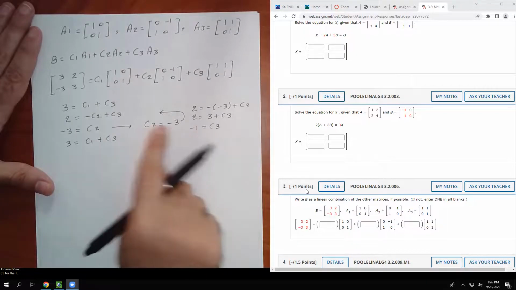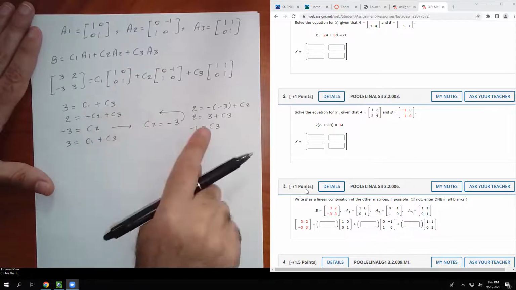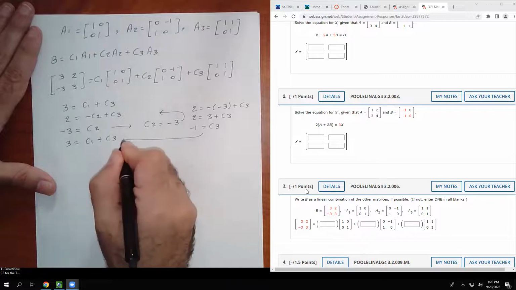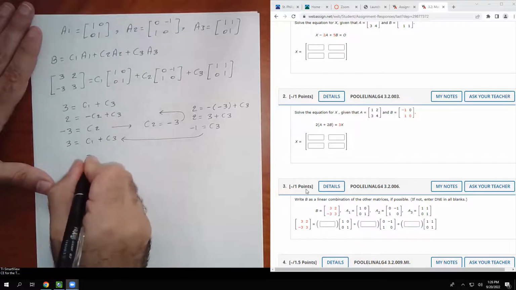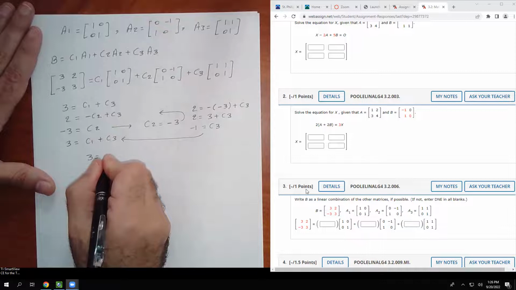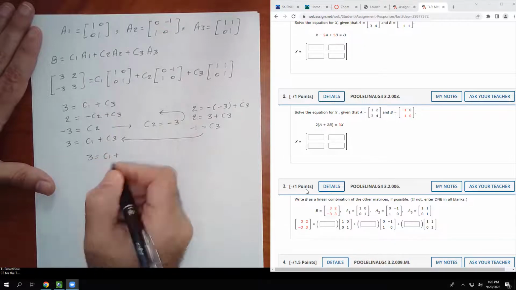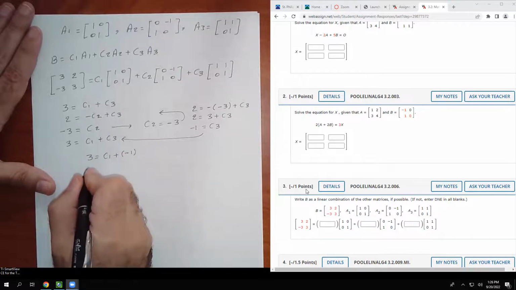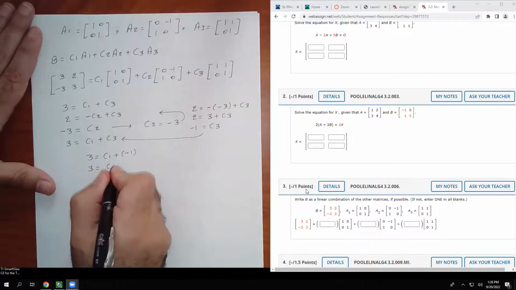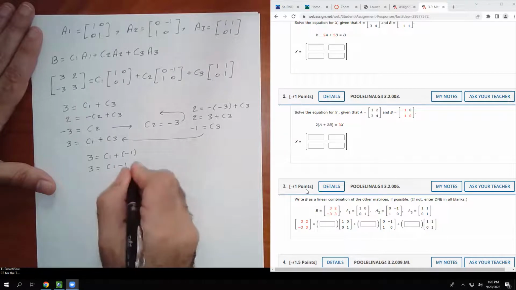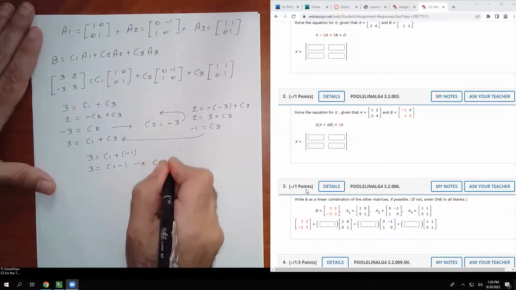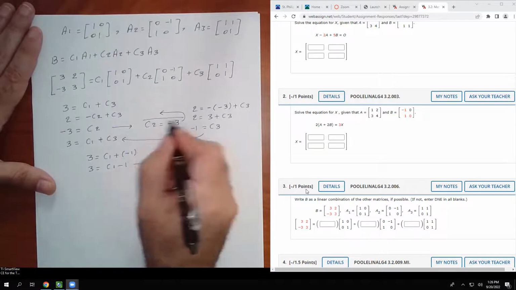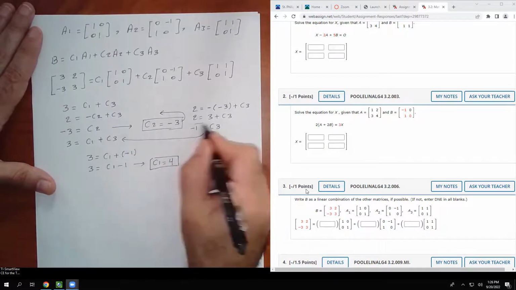I can plug in. You can use this one, you can use this one. Plug in this one here. So 3 equal C1 plus C3, which is -1. That means 3 equal C1 minus 1. So C1 is going to be equal to 4. So here's the value of C1, here is the value of C2, here's the value of C3.